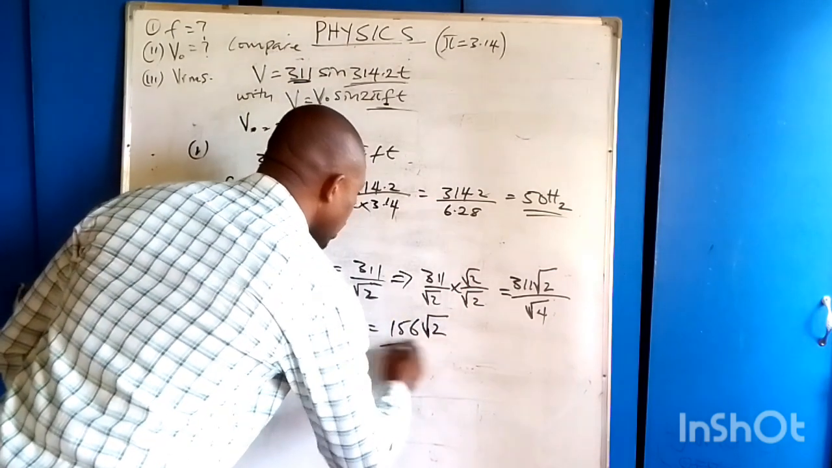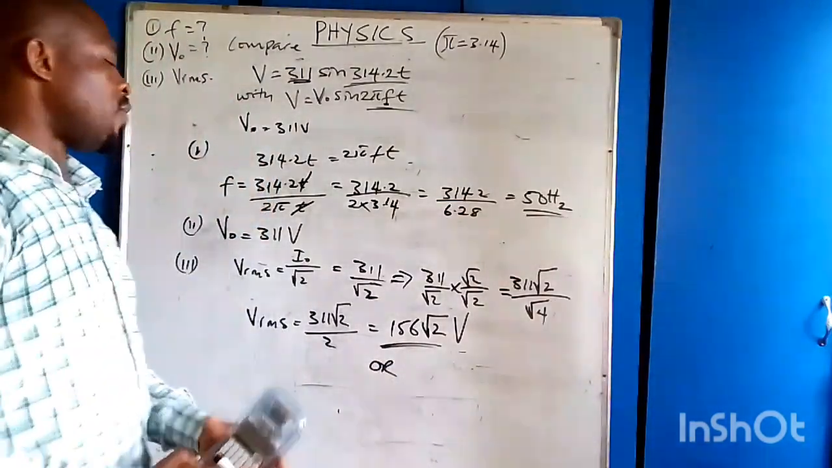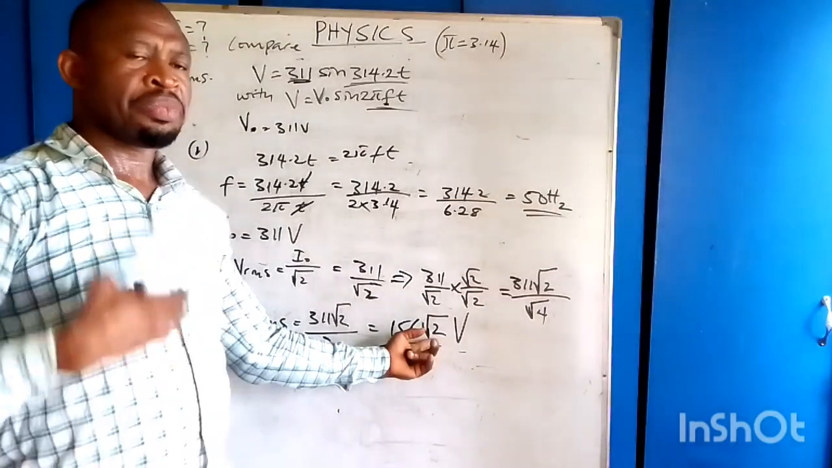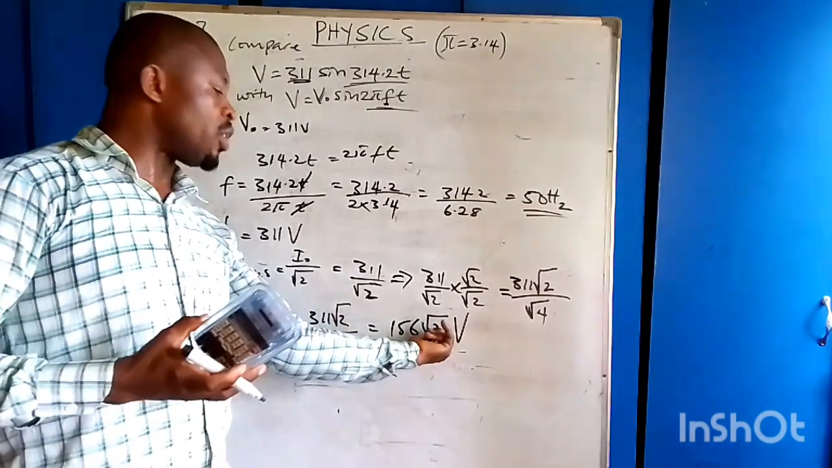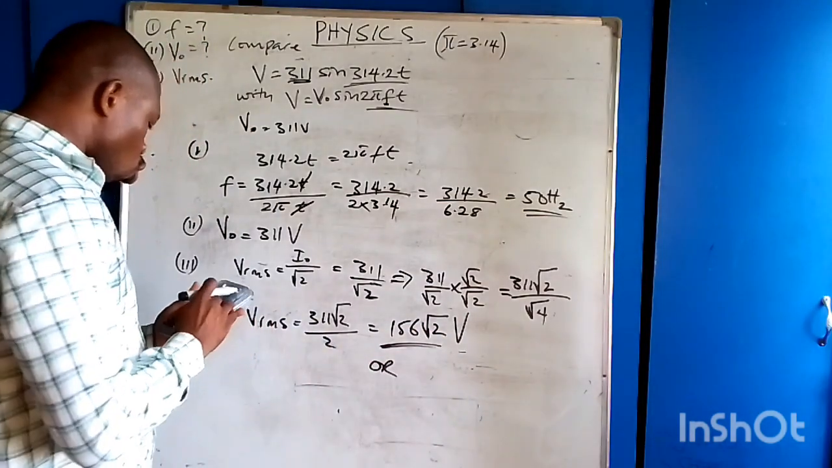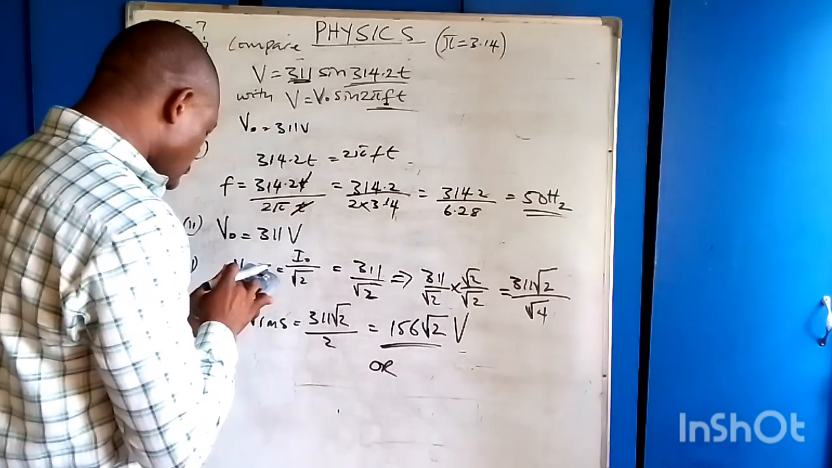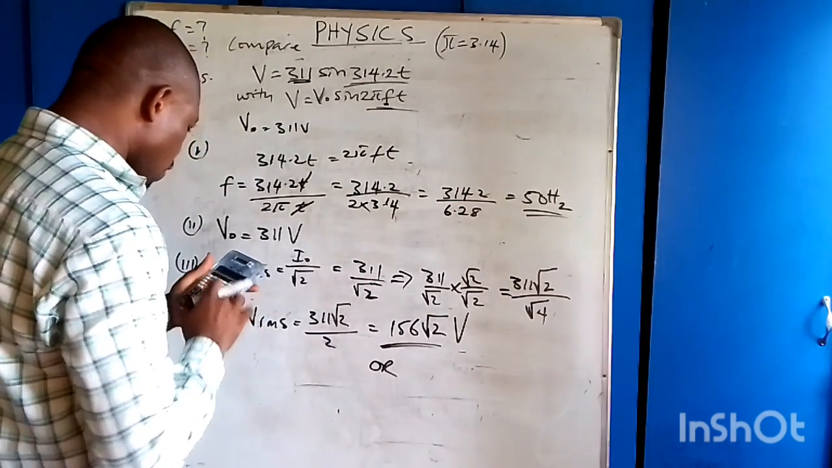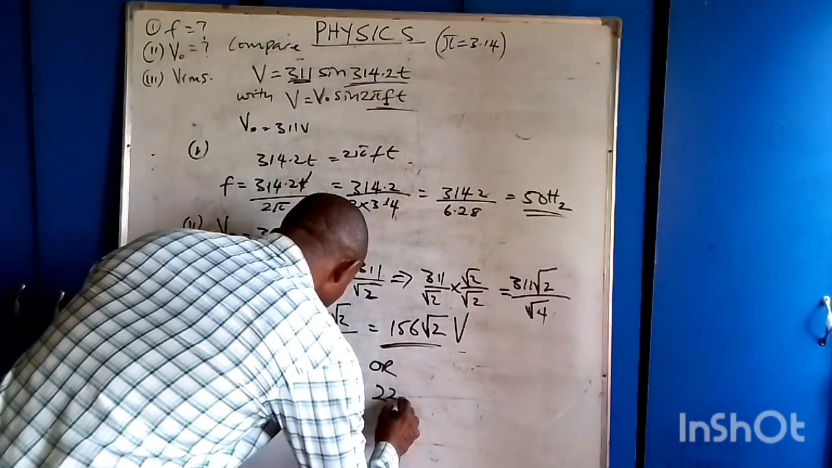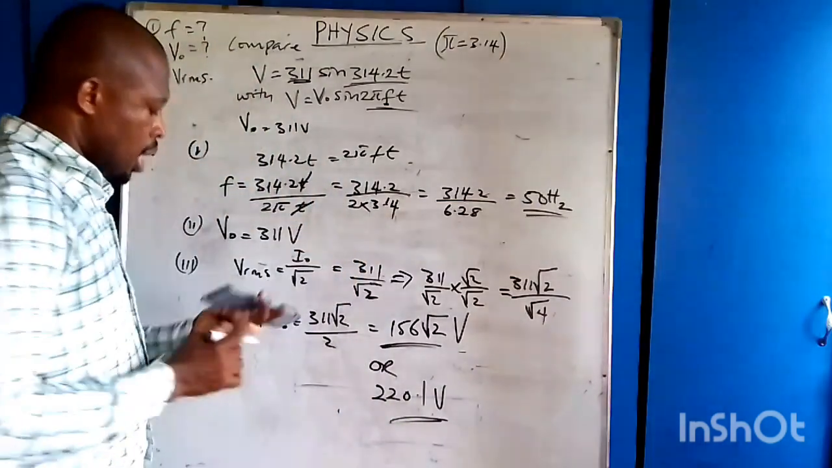156 root 2 volts. So this is our answer. If the answer is not in standard form, if it's OBJ, please be mindful. If it's OBJ, that means you will still move through. And if we move through, we will now have that 156 root 2 will give us 220.1 volts. So this is our answer.